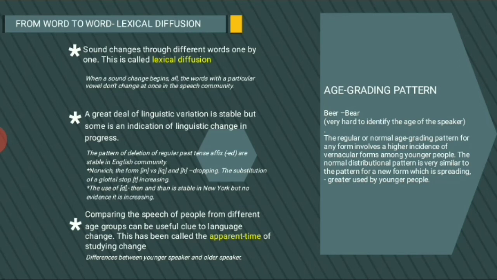In Norwich, for example, the form in versus ik and dropping. The substitution of a glottal stop at is increasing. The use of at then and then it is stable in New York, but there is no evidence it is increasing. What does this statement mean?